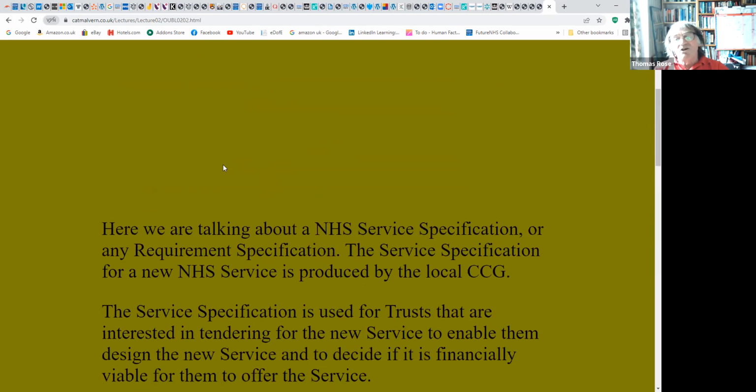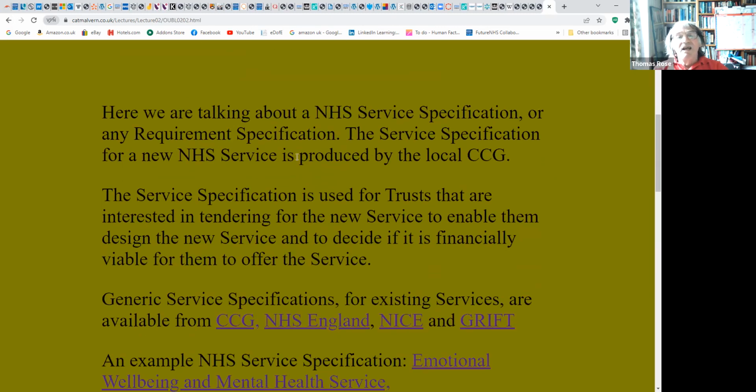So the relevance of the service specification. And here we're talking about an NHS service specification or any requirement specification. The service specification for a new NHS service is produced by the local CCG. For existing services, the specifications have sort of come along after the services have evolved. So there's a little bit of what I'd call unengineering or taking apart the current service to see how it meets these new specifications that NHS England and NICE have produced.